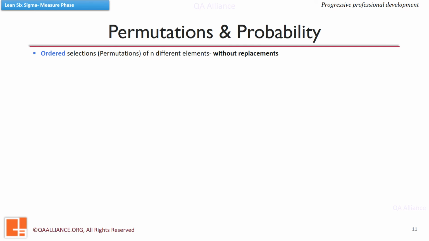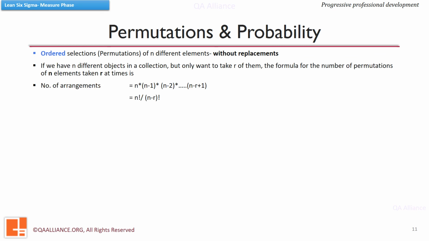We can make use of permutations and combinations to answer more complex probability questions. Permutation is about selecting without replacements, meaning ordered selection of n different elements. This means, if we have n different objects in a collection, but only want to take r of them, the formula for the number of permutations of n elements taken r at a time is nPr, where n is number of objects chosen and r is number of positions occupied.